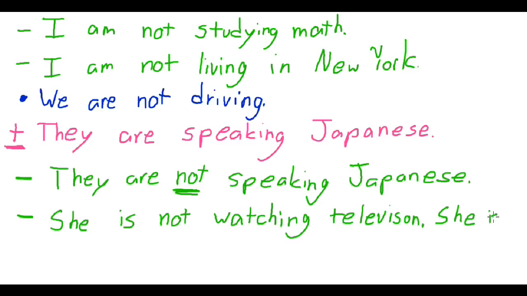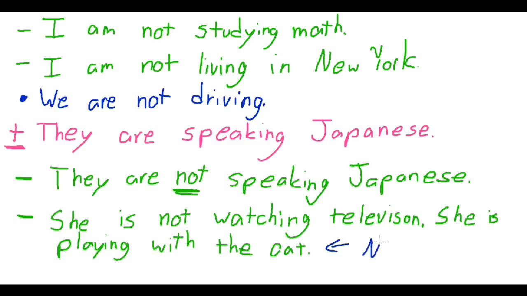She is playing with the cat. Okay, she is playing with the cat. Okay, so if we look at both those sentences together, she is not watching television, she is playing with the cat. And both those actions are happening now. Okay, so now she is not watching TV. Now she's playing with the cat. I hope that's okay, and in the next video we'll talk a little bit more about this and we'll move on to questions.